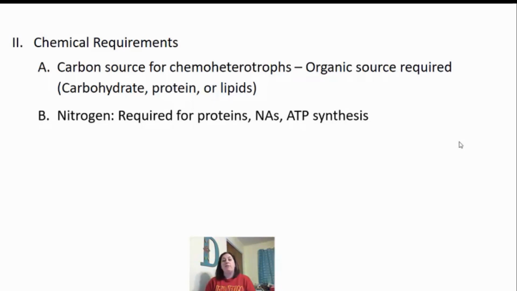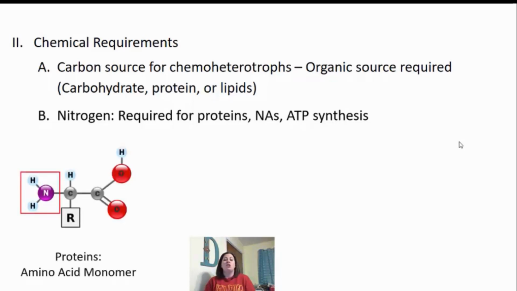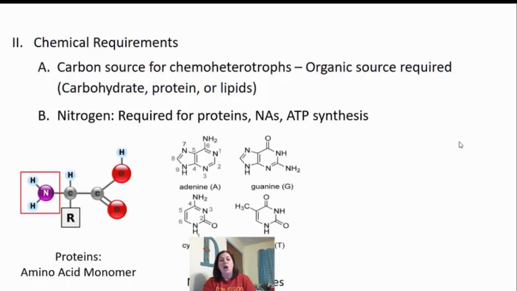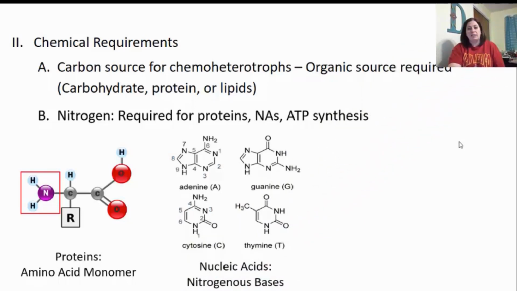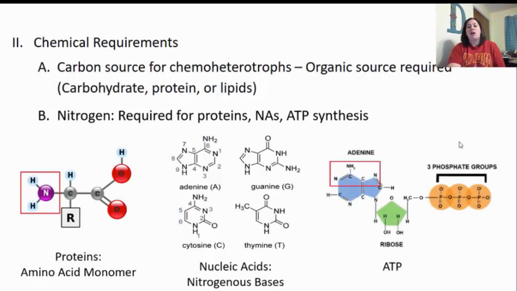This is required for them to make proteins as well as nucleic acids, which helps with their DNA and RNA, as well as helping to synthesize ATP. So if you look here in the proteins, you can see that nitrogen is present. This is the amino acid monomer. We also see with nucleic acids how important the nitrogen is. You can see how many ends are located here for the nitrogenous bases. And also for the ATP, there's the nitrogen side due to the nitrogenous base as well.